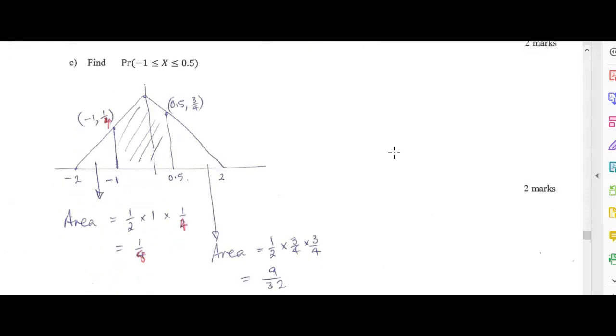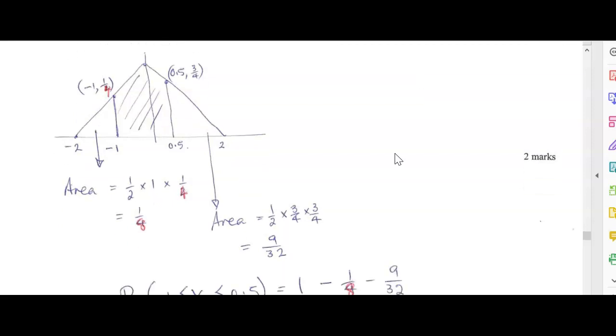Okay, moving on to question C. Find the probability that we're between -1 and 0.5. So you do have two separate functions. What Mr. Chalker has done is take the whole area of the triangle as 1, then done the area of the two triangles on the end and subtracted them from 1.